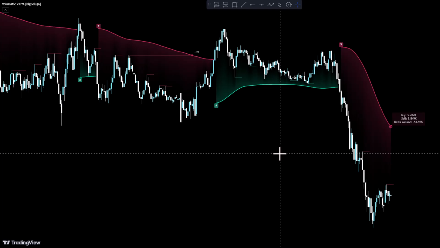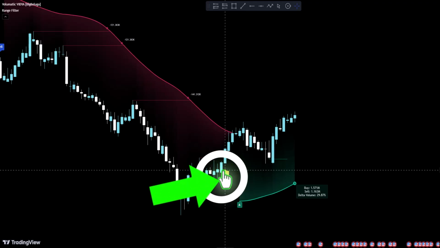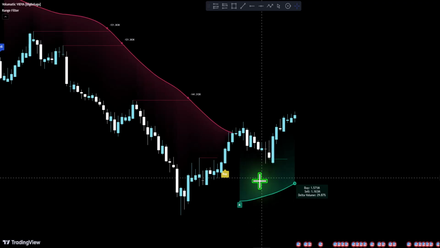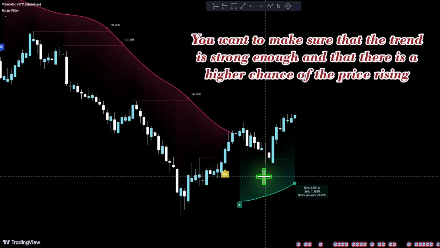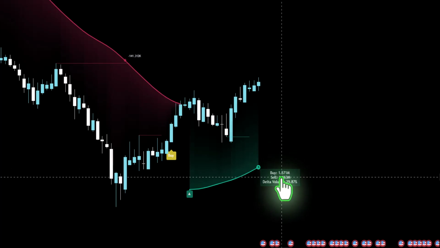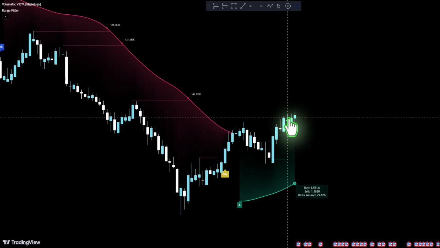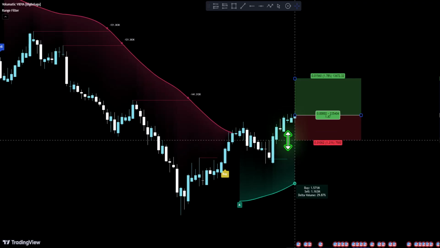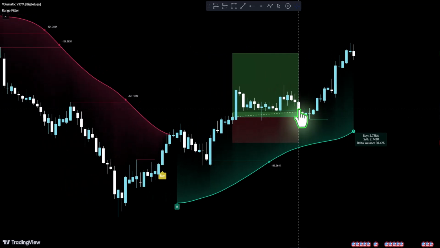Here's how to use this strategy to take a long position. The first requirement is that you want the range filter indicator to print a buy signal. After that, you want to make sure that the market trend is bullish, which means that this trend ribbon should be green like it is right now. Finally, you want to make sure that the trend is strong enough and that there is a higher chance of the price rising. The delta volume should be at least 20%, so we need to look down here. As we can see, it is well above the 20% limit, so we can take a long position at the close of this candle, set the stop loss under this most recent swing low, and extend the profit target up to this point. When you let the trade run, you can see that the trade was profitable.